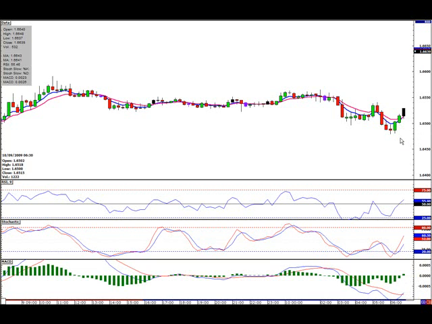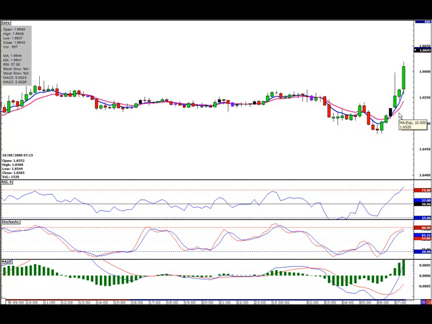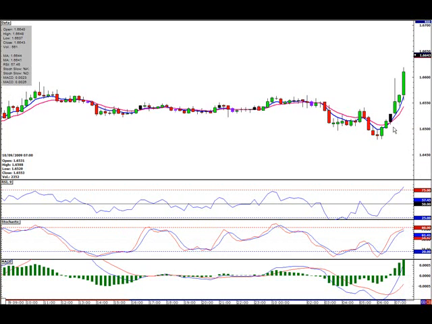MACD went from negative to positive. However, remember at 7 a.m. Eastern Time we had the Bank of England interest rate decision. So we would not enter this trade because it's right before the news. And if I scroll forward, you could see that the price actually moved in our favor.